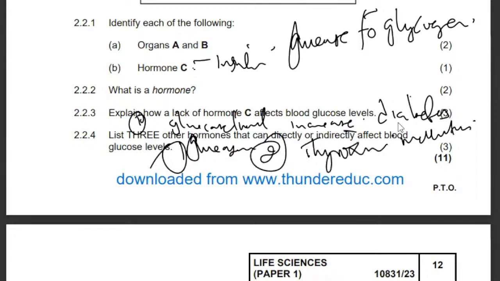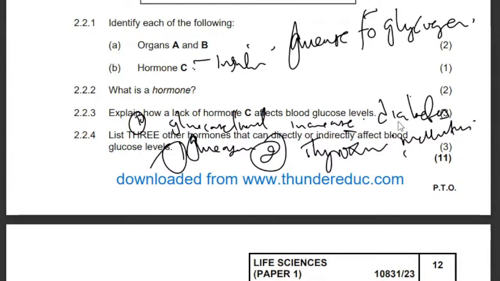Why thyroxine? Because thyroxine brings about the metabolic rate. Yes, it increases or reduces the metabolic rate. And metabolism, respiration, requires energy, and energy is obtained by breakdown of glucose. You see, it has an indirect effect on glucose. Because it is linked to ATP, which is the energy, and for energy to be produced you require glucose. Therefore, it will affect the glucose indirectly.